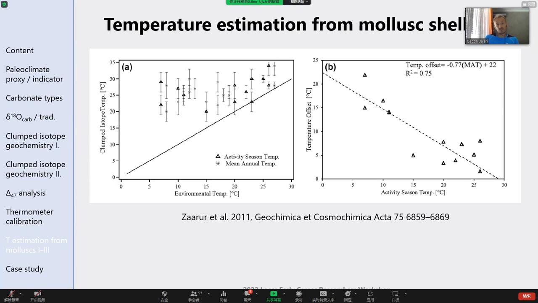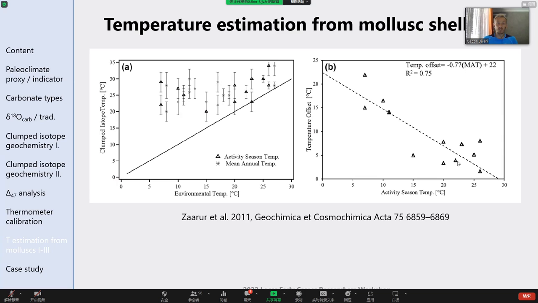And Zarur and co-workers were the first who studied the clumped isotopic composition of multiple species from different environments with very different ecological demands. And they found that the mollusk shells actually precipitated and formed at clumped isotopic equilibrium. And these calcification temperatures, which can be reconstructed from these delta 47 measurements, are usually higher than the activity season temperatures and the mean annual temperatures.